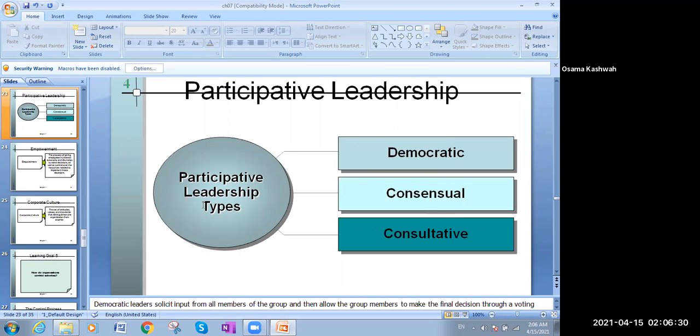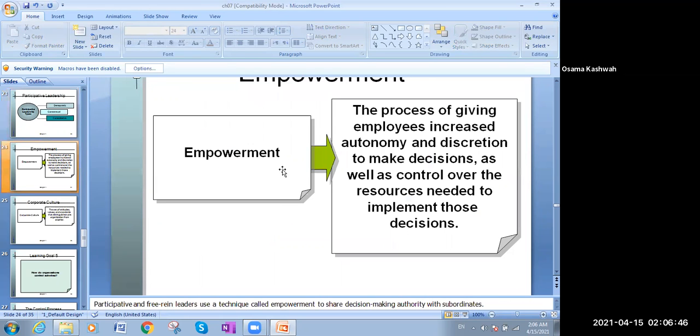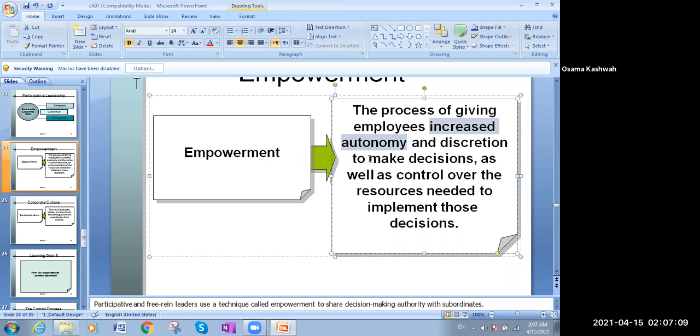Participative leadership types, we said we have a democratic leader, we have a consensual leader, we have a consultative leader, from consult. Consult means that he talks with the people and takes their opinions. Okay. Empowerment is a kind of delegation. Empowerment means I will give you the power as an employee to sign on behalf of me, to make decisions, to participate in decisions on behalf of me. It is the process of giving employees increased autonomy and discretion to make decisions, as well as control over the resources needed to implement those decisions.